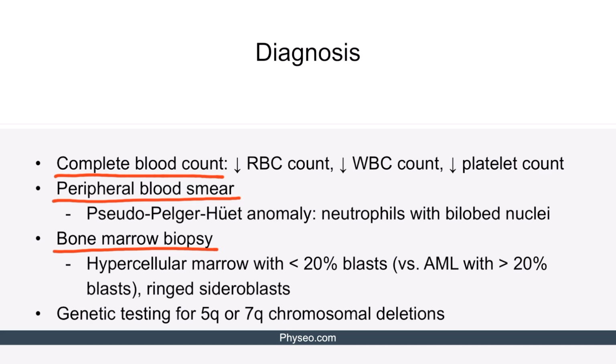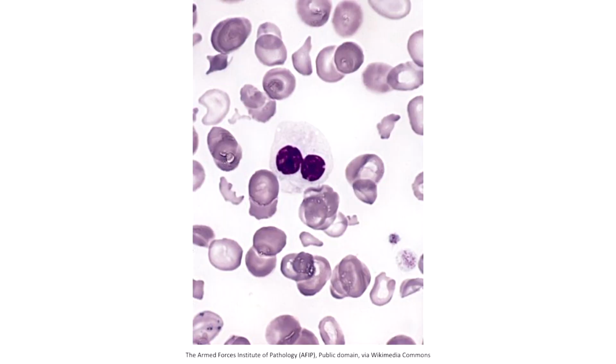This is in contrast to acute myelogenous leukemia, which is characterized by more than 20% blasts on the bone marrow biopsy. The bone marrow biopsy may also show ringed sideroblasts in the patients with myelodysplastic syndromes. Finally, genetic testing for 5q and 7q chromosomal deletions can also be performed. This is what pseudo-Pelger-Hewitt anomaly looks like on the peripheral blood smear. Please note that this neutrophil has 2 lobes.